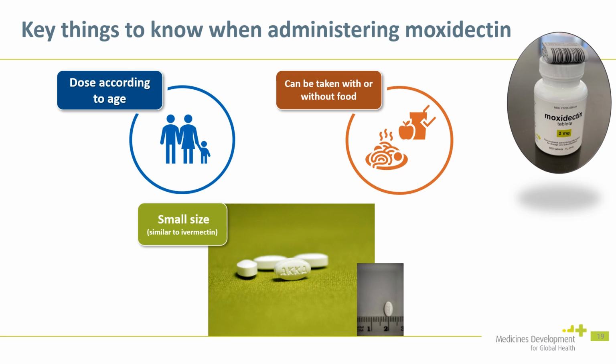They are also quite small, about the same size as ivermectin tablets. Each tablet contains 2 milligrams of Moxidectin. So a dose of 8 milligrams, as we talked about in the phase 3 study, is 4 tablets.